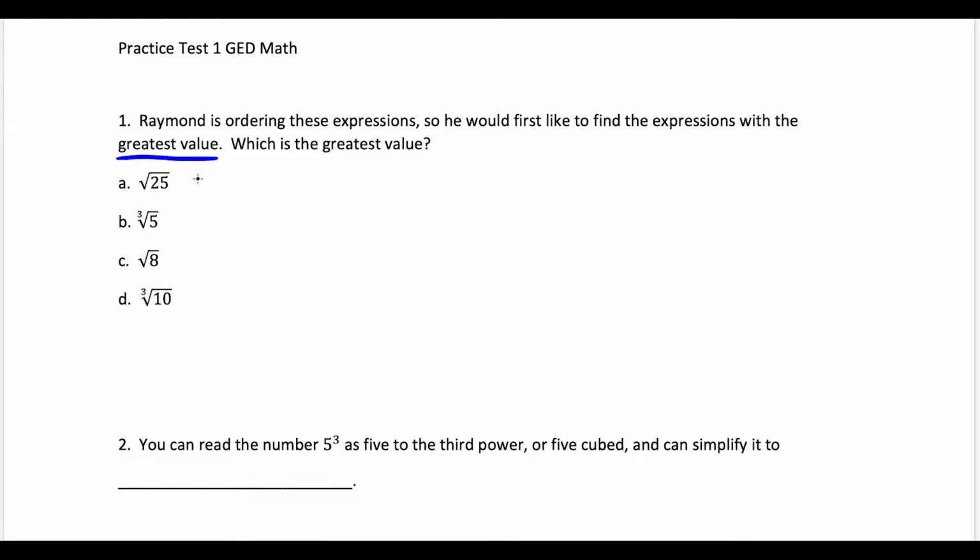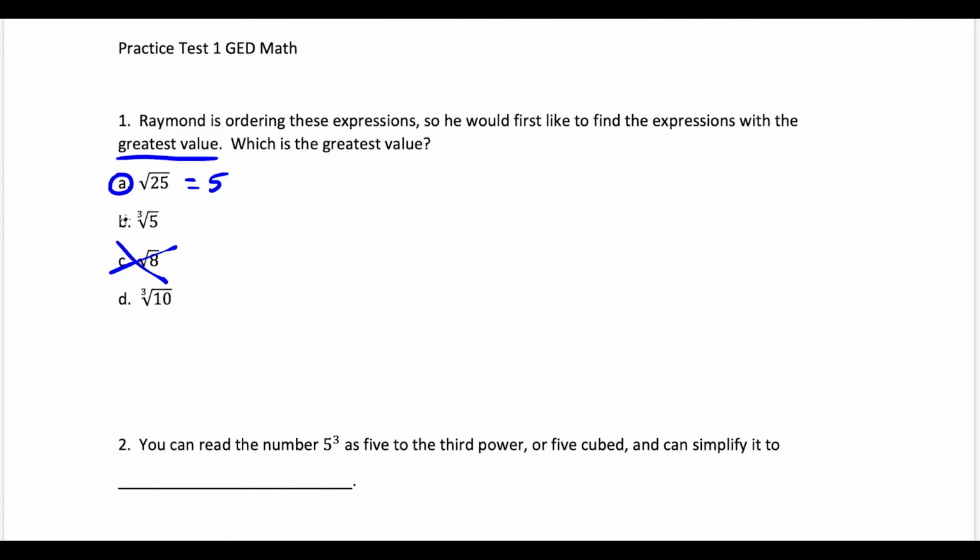So what I would do right away is cross off the ones that are obviously not the greatest. So if I'm comparing square root 25 to square root 8, I would cross this one off because square root 25 is obviously greater. And this is actually equal to 5 because 5 times 5 is 25. That's just the definition of square root. So if I take the cube root of 5, now that may be obvious that it's smaller than 5, but there's other ways that we could reason out that the answer choice is going to be A.